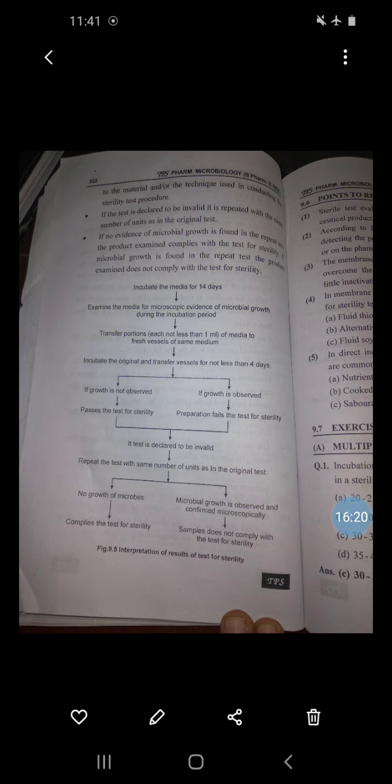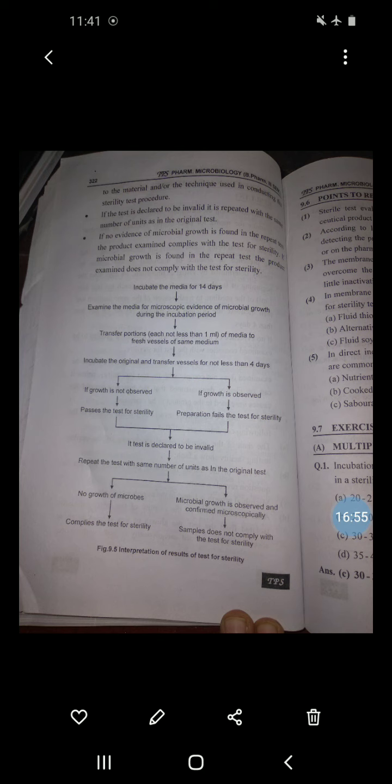Here we can see the flow chart for this. Incubate the media for 14 days. Then examine the media for macroscopic evidence of microbial growth during the incubation period. Then transfer a portion, each not less than 1 ml of media, to a fresh vessel of the same medium. Then incubate the original and the transfer vessel for not less than 4 days. For that there are two observations: first, growth is not observed, and second, growth is observed. If growth is not observed, the preparation passes the test for sterility, and if growth is observed, the preparation fails the test for sterility.